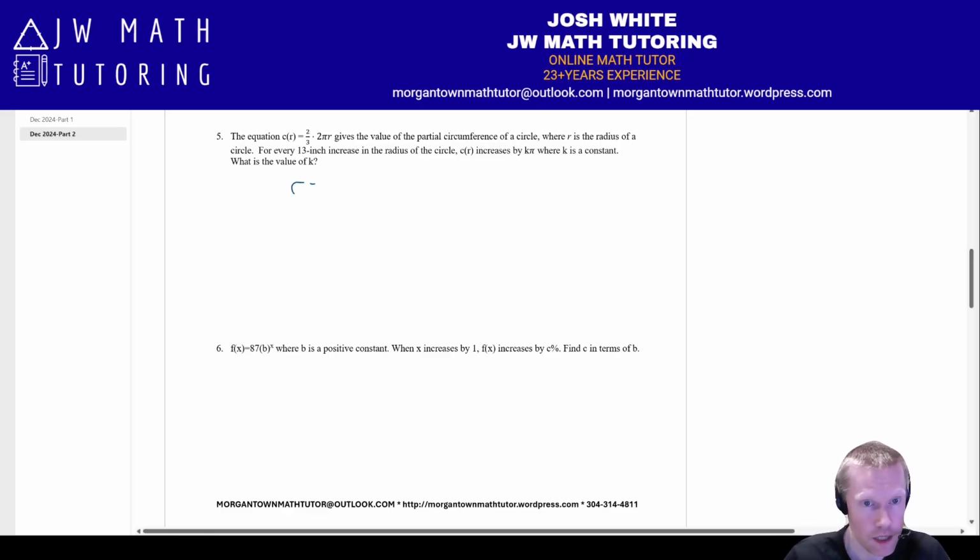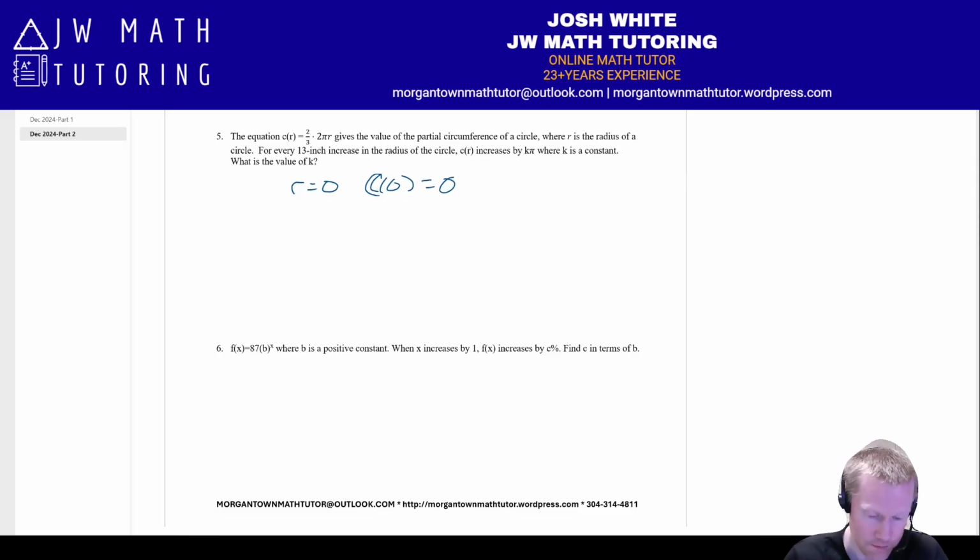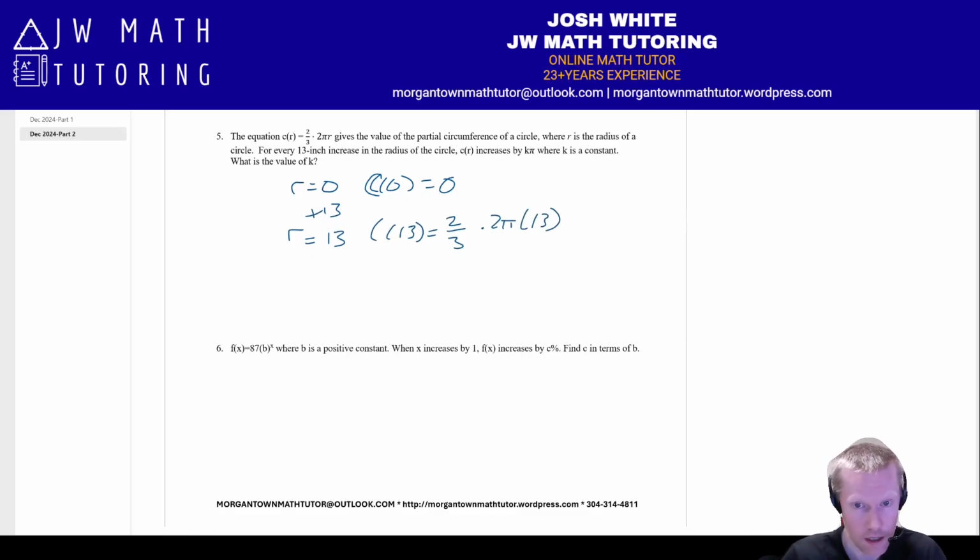So I would start with a radius of 0, and my partial circumference value would, of course, just be 0. All right, so now if I increase the radius by 13, whatever unit we're talking about here, 13 inches, now the radius is 13. So if you plug 13 into this formula up here, 2/3 times 2 pi times 13, basically you get 13 times 2, 26. 26 times 2 is 52. You get 52 pi over 3.